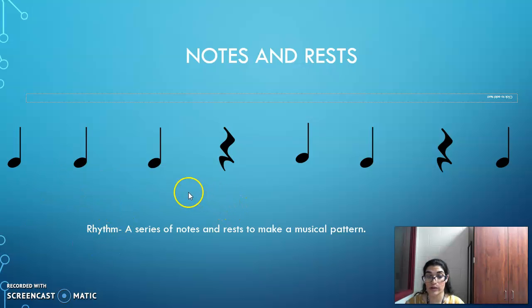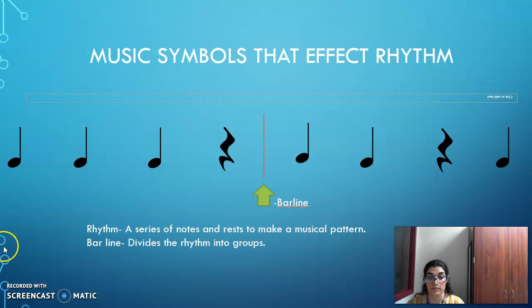This right here is what we know as a rhythm. A rhythm is a series of notes and rests to make a musical pattern, what we just did. There are also music symbols that affect rhythm.